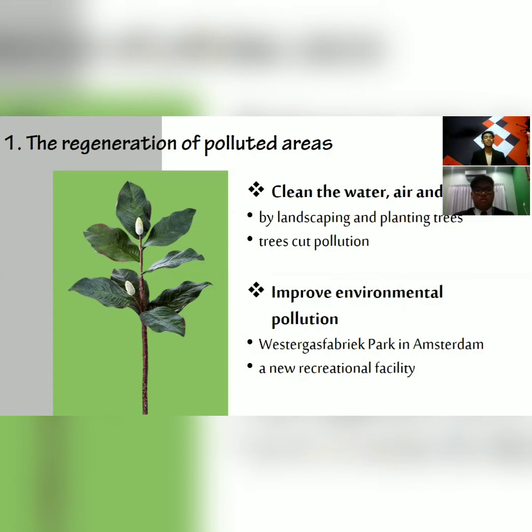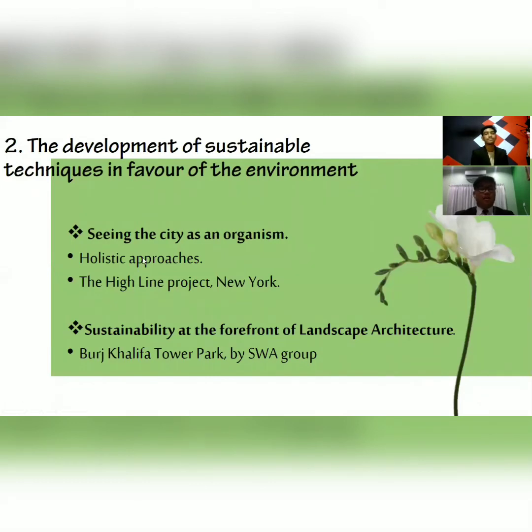For the next point, I shall pass my presentation to Zafran, please. Thank you, Riza. Hello everyone. For the next point, why landscape architecture is important is because landscape architecture focuses on the development of sustainable techniques in favor of the environment. Okay, before I get to my supporting points, I would like to talk about sustainable techniques. What is sustainability, you may ask? Sustainability is the study of how natural systems function, remain diverse, and produce everything they need for the ecology to remain in balance.